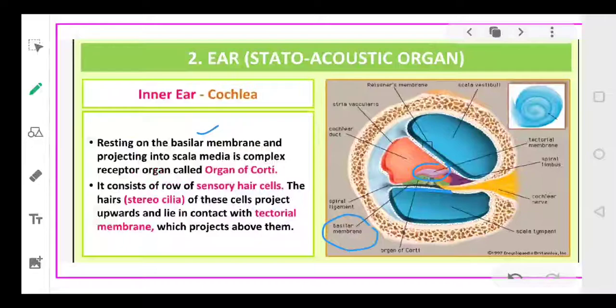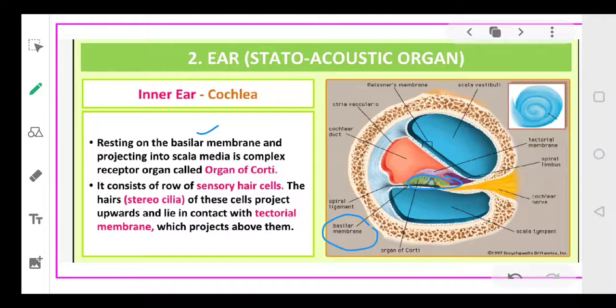So the green portion above the basilar membrane, let's look again. If you look into it, there's a structure present. On the basilar membrane, there is an organ which is projecting into the media, that is scala media. In scala media an organ is projected, and that organ is referred to as organ of Corti. So just above the basilar membrane, there is an organ lying into the scala media, and that organ is called the organ of Corti.